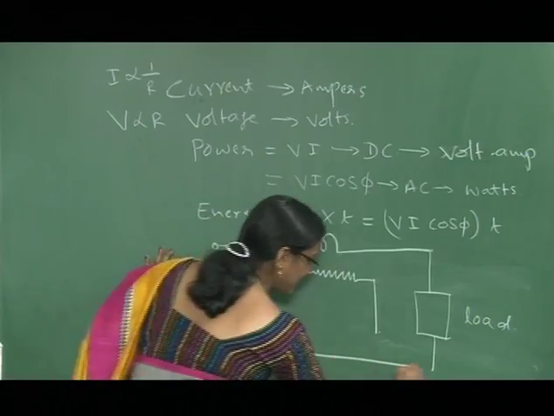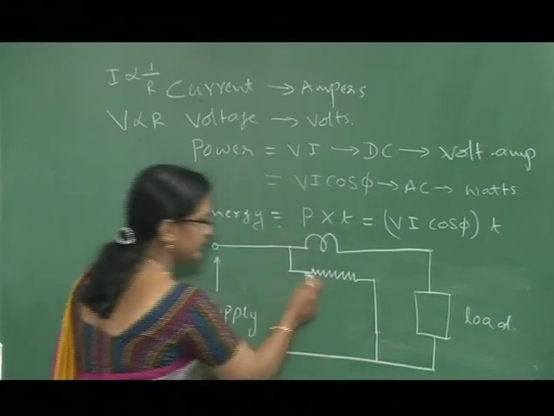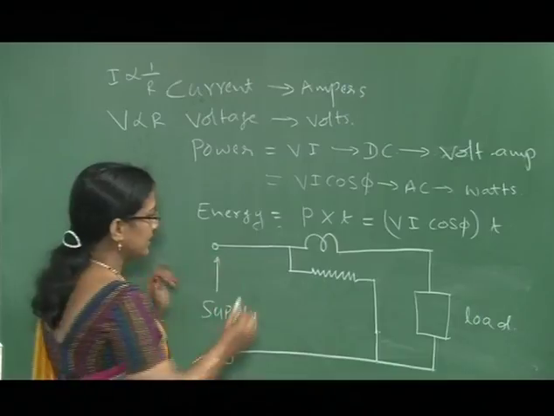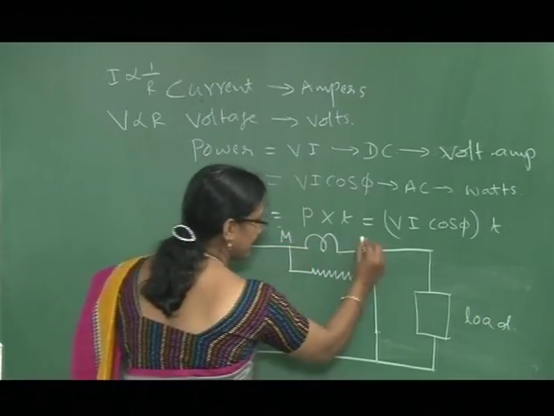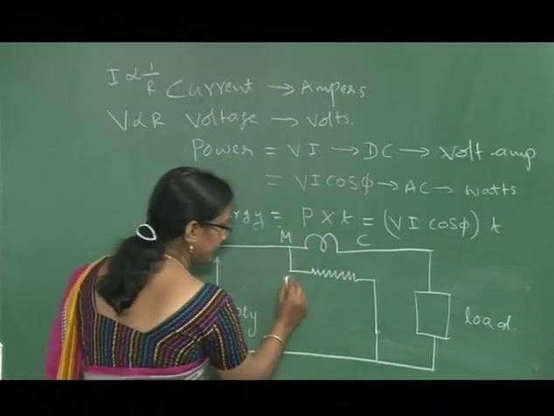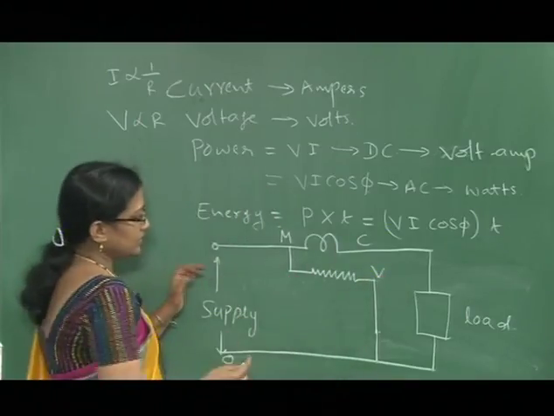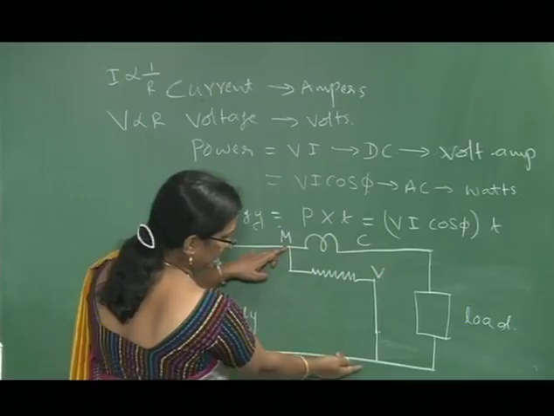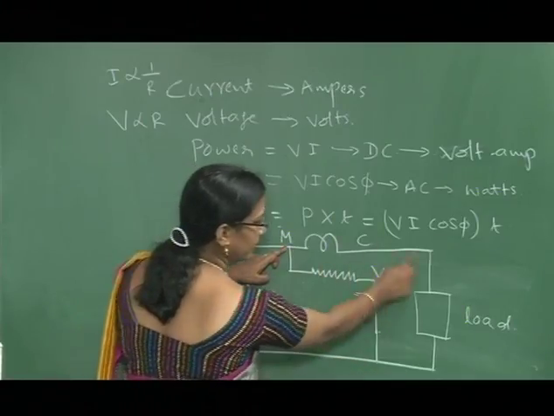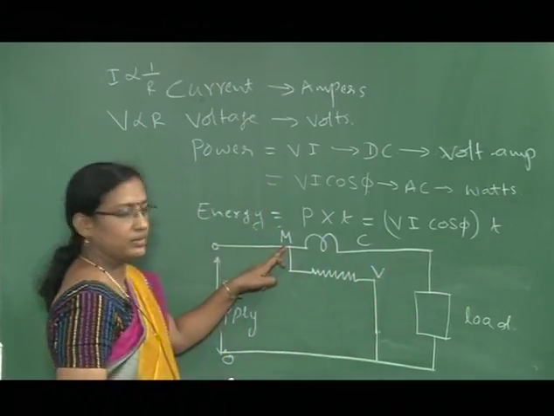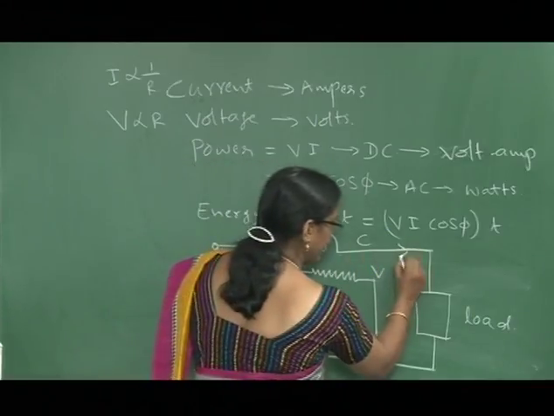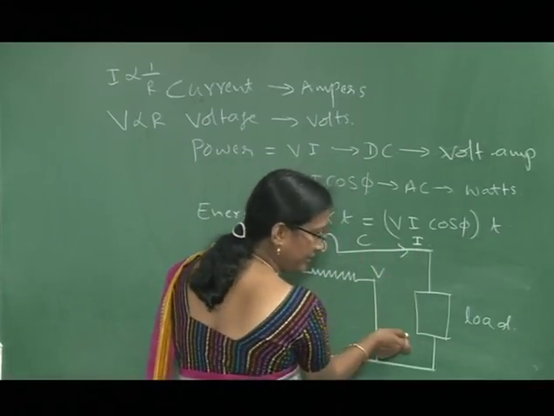Since the resistance is more, you are going to represent it with the resistance. The terminals you are going to consider are MC, and then this is V. So the voltage coil you have connected across the load, and the current coil you have connected in series with the load, because through this current coil you are going to measure the current flowing through the load.